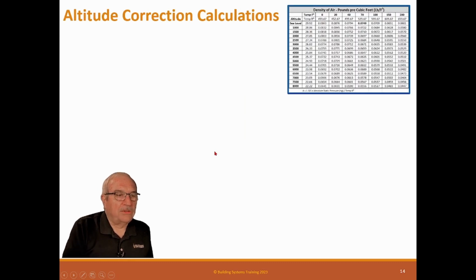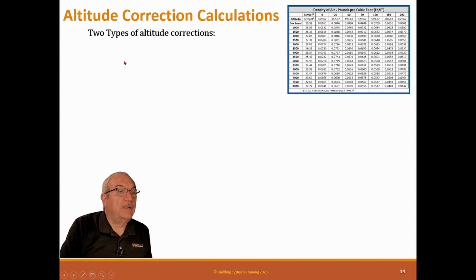All right, now altitude corrections are something you must do if you're working at altitude. So remember that this is the chart for densities. So here are the temperatures, and here's the sea level. Here are the levels. So at sea level, we get this 0.7049. Okay, so now we're going to talk about, there are two types of altitude corrections.